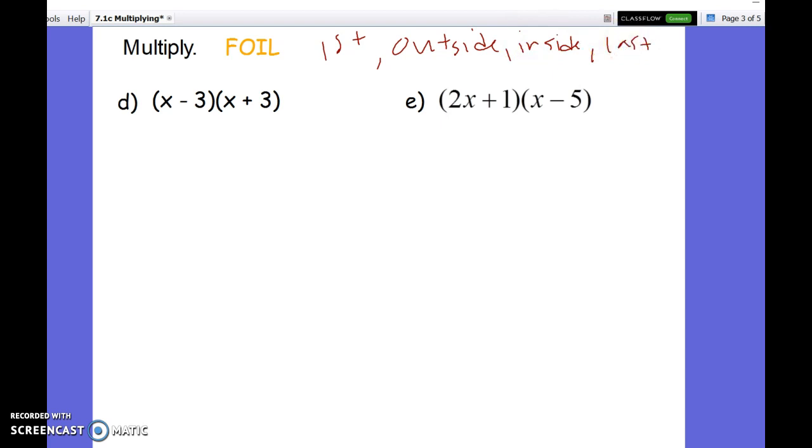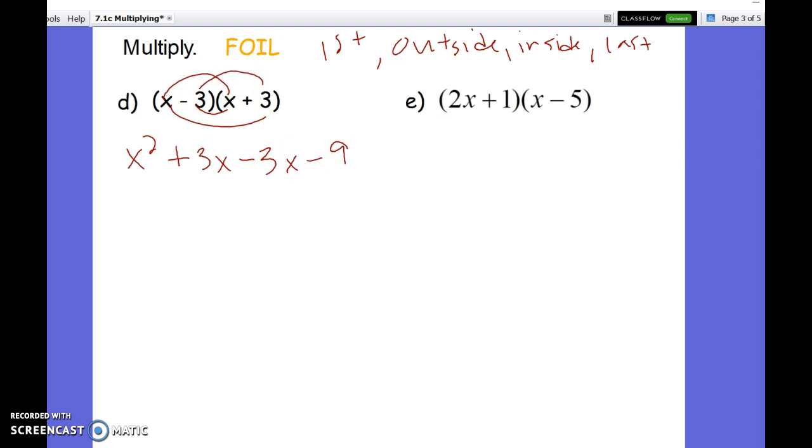All right, basically we're going to multiply the first terms together, then we're going to multiply the outside 2 terms together, then the inside 2 terms together, and then the last 2 terms together. All right, first, outside, inside, last. So let's take this one step at a time. So first, x times x would be x squared. Outside x times a positive 3 would be 3x. Inside, negative 3 times x would be negative 3x. And last, negative 3 times positive 3 would be negative 9.